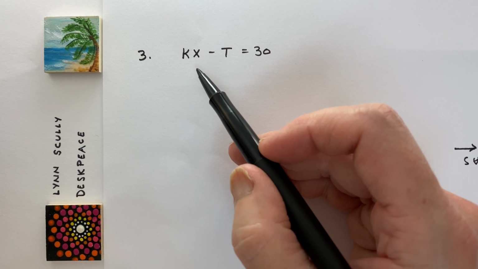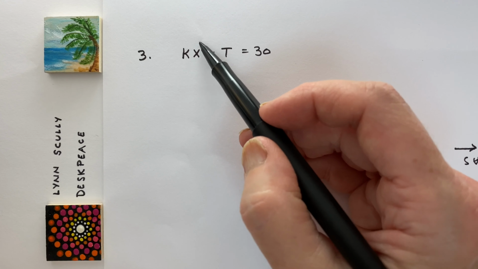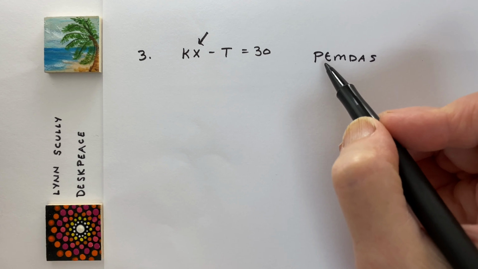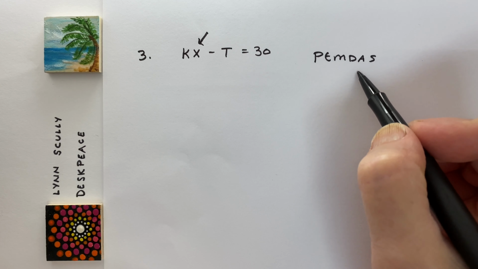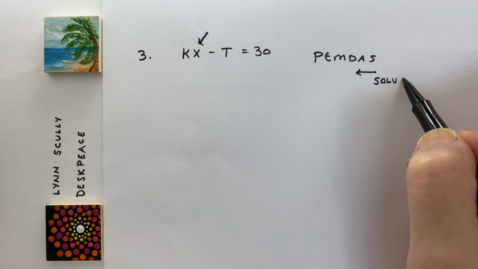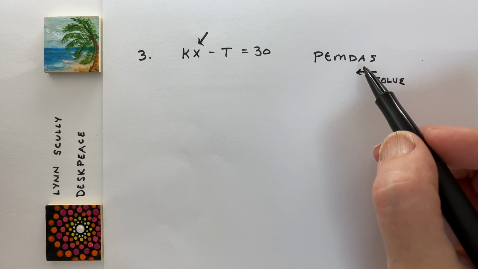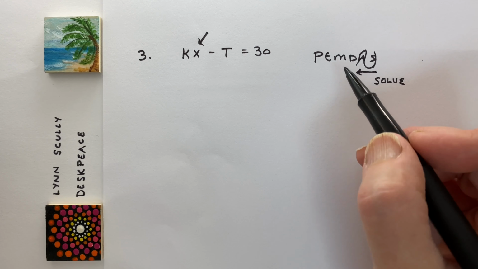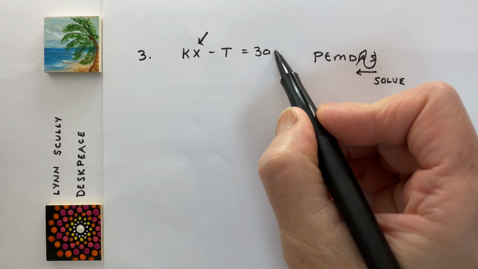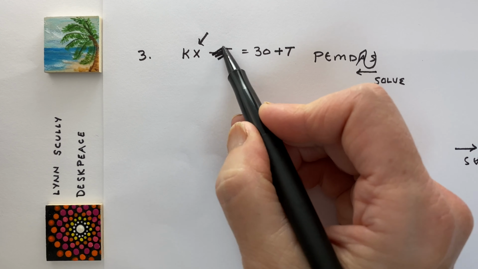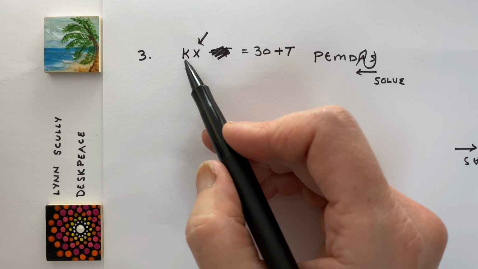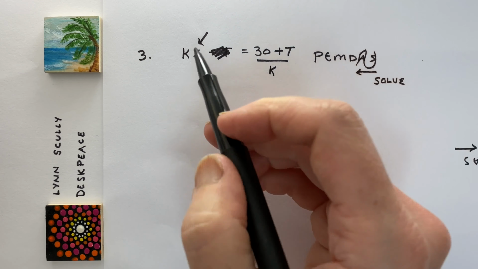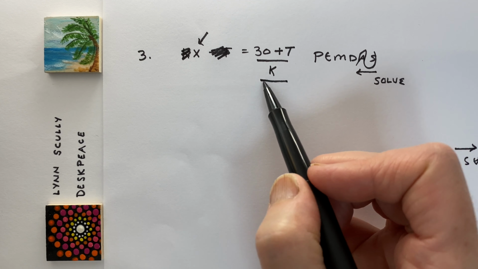Number 3, kx minus t equals 30. I want to get x alone. So according to PEMDAS, parentheses, exponents, multiply, divide, add, subtract. When we solve, we undo PEMDAS. So first I undo subtraction, then addition, and these guys undo each other. Then I undo division, then multiplication. So t is attached by subtraction, move it by its partner of addition to the other side of the equal sign. Get the x alone. K is attached by multiplication, move it by division to the other side of the equal sign, and I have solved. X is equal to 30 plus t all over k.